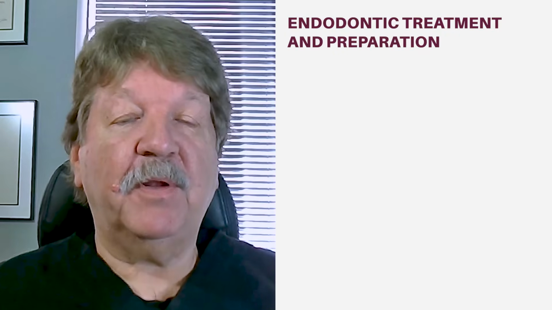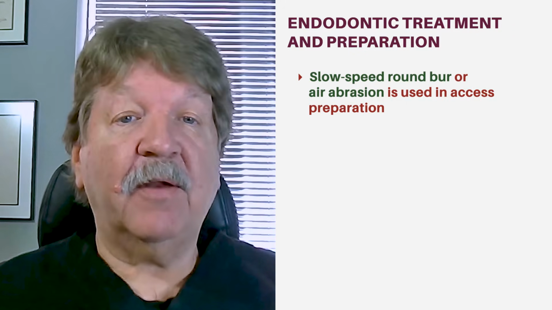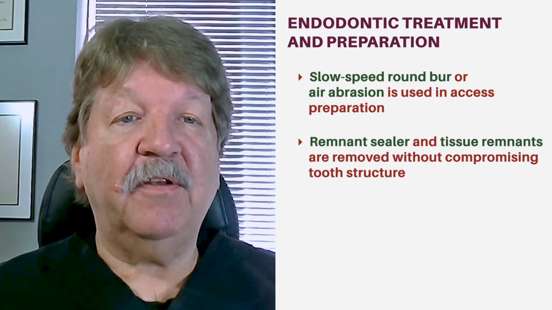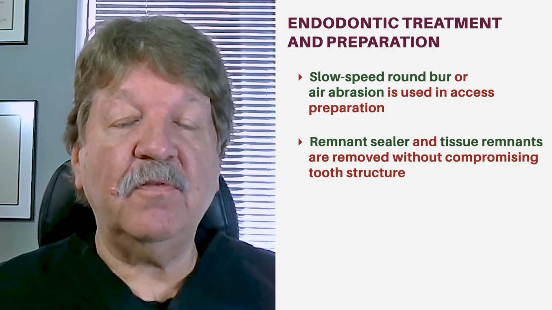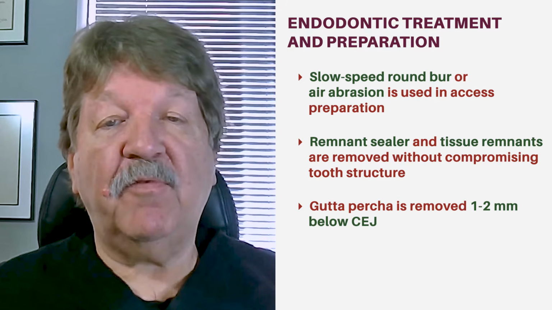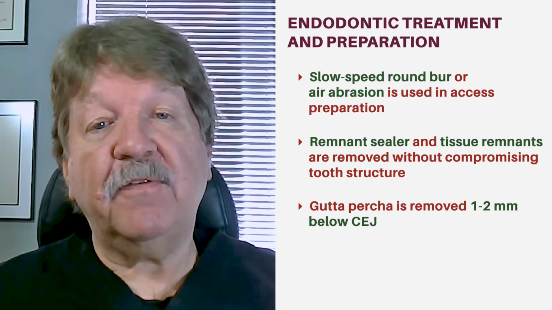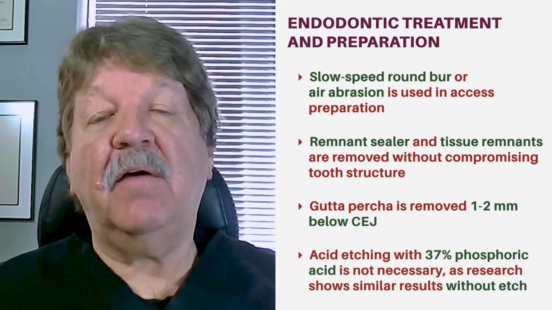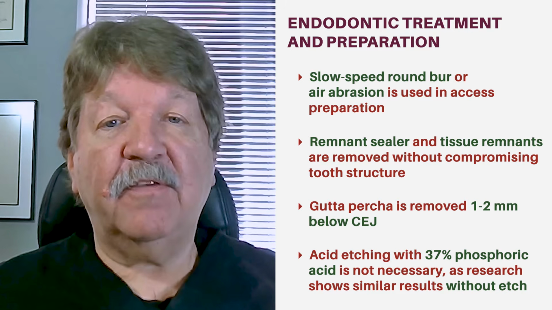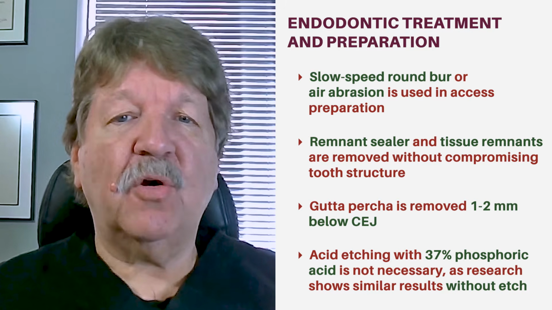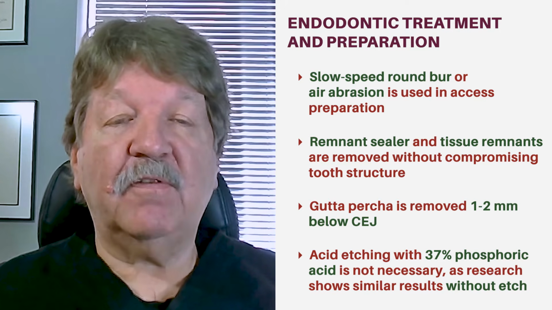Once the endodontic treatment has been completed, we run a slow-speed round bur or air abrasion in the access and remove as much of the remnant sealer and tissue remnants as is feasible, such as in the pulp horns, without compromising the tooth structure. Remove the gutta percha to a level of about 1 to 2 millimeters below the cemento-enamel junction. Some clinicians suggest that acid etching of the inside area to be bleached with 37% phosphoric acid is indicated, but research has shown that this is not necessary, and similar results can be achieved without the use of etch.